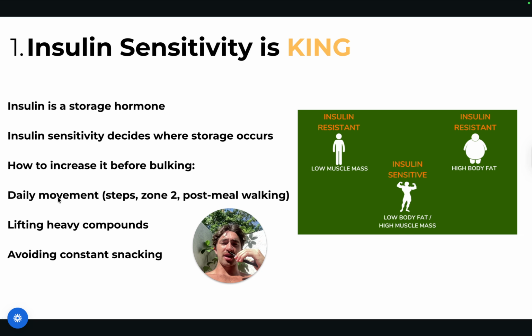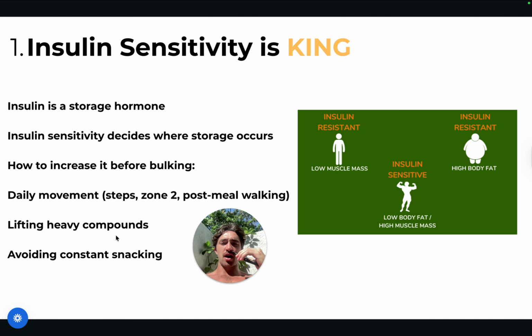You want to do some daily movements. Some zone 2 cardio is really good, some daily steps, and then post-meal walking. This is really good and really overlooked by a lot of people. Especially when you have a high carb meal, you spike insulin pretty high and your blood glucose is pretty high. If you go for a walk, it helps balance the blood glucose and you don't have to release as much insulin to clear the blood glucose and do the same amount of work, basically.